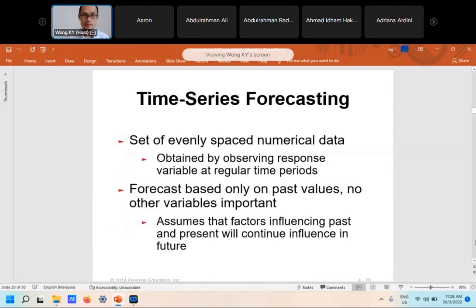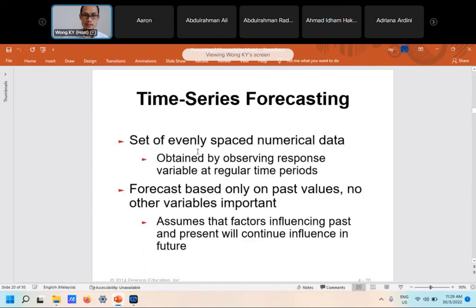Now, in time series model, the first thing you have to remember is that it uses a set of evenly spaced numerical data. What is the meaning of evenly spaced numerical data? It means that if your data is on an hourly basis, then your data has to be hourly. Every hour you need data. If you're using weekly data, then all the data has to be weekly. If you are using monthly data, then all your data has to be monthly. Understand? If you're using yearly data, then every year you have to collect data on a yearly basis. We cannot have hourly data mixed with weekly data, mixed with monthly data, and do the forecasting. It cannot be done like this, because all the data has to be evenly spaced.